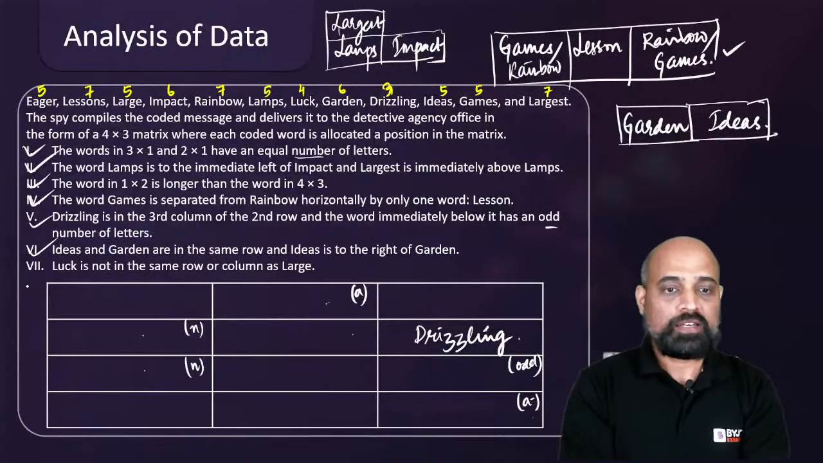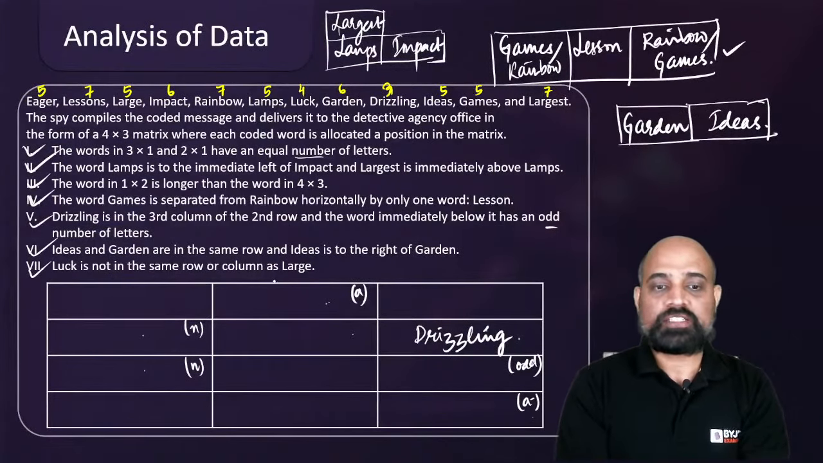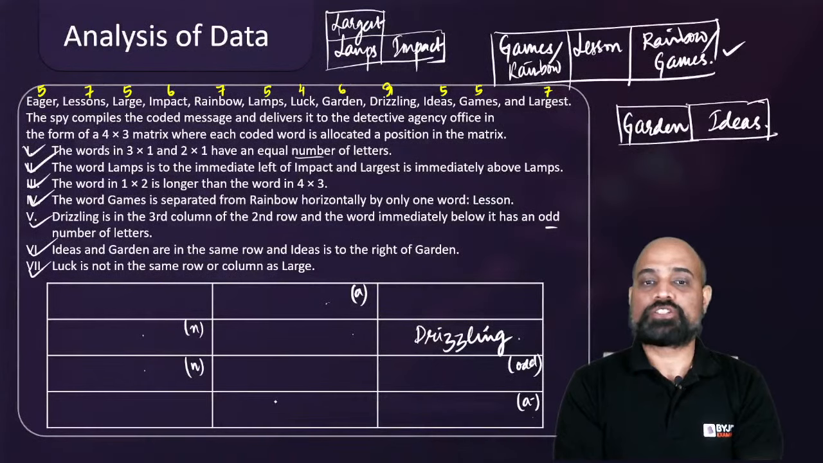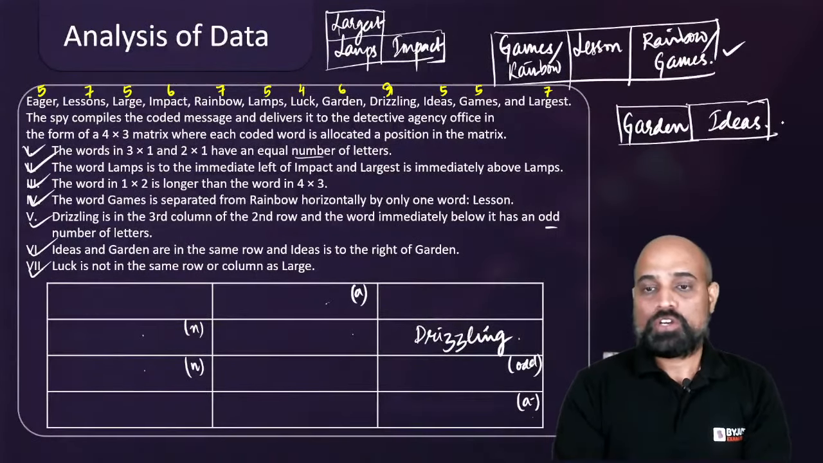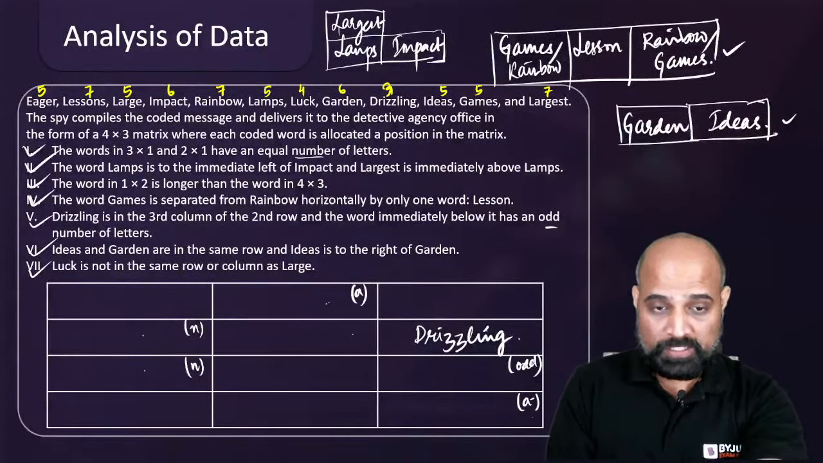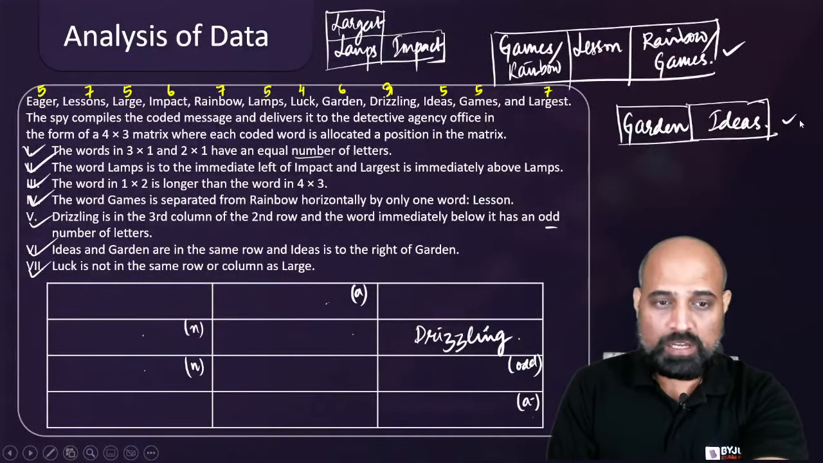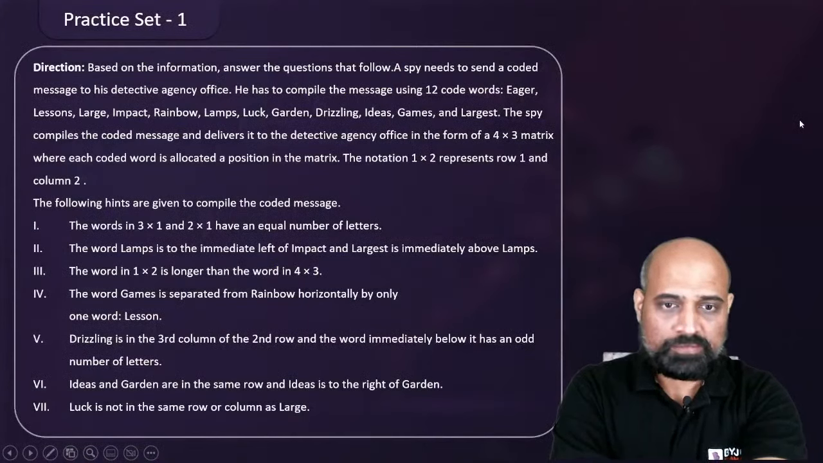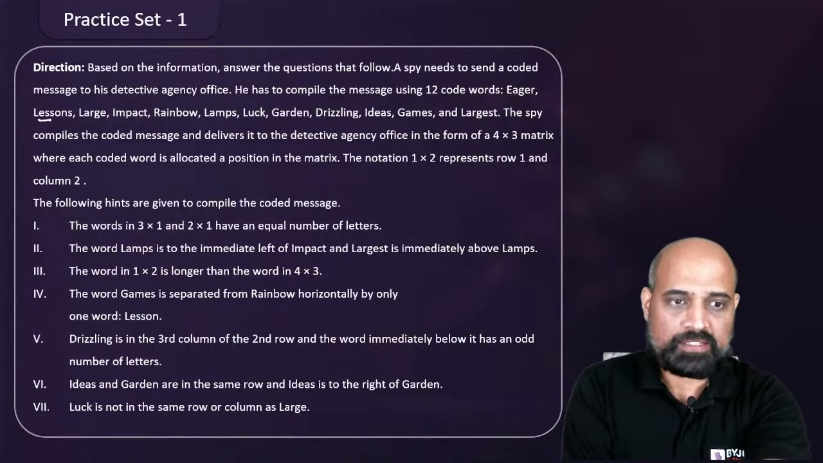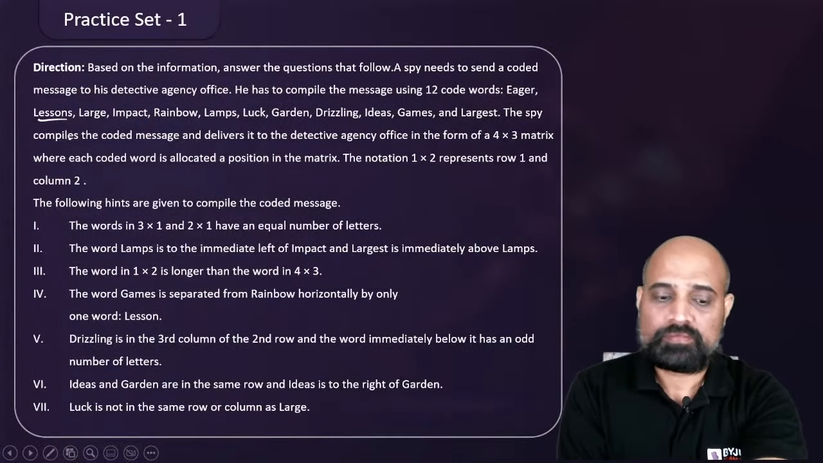Okay? Next it says luck is not in the same row or column as large. So we don't have large yet. So we are supposed to fill this up. Is it lessons as per the general statement? Is it lessons or lesson? I believe it was lessons. Lessons. Okay.